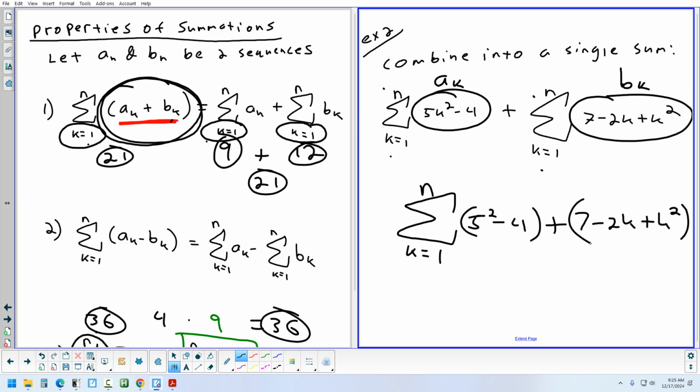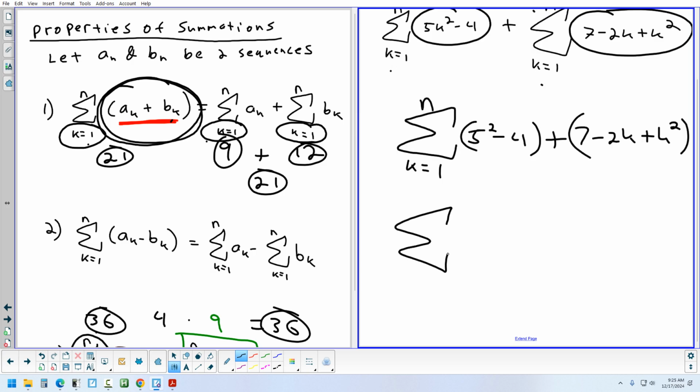And then just combine your like terms. So instead of doing two different sigmas, we can combine them into one once we combine like terms. Is there anything I can combine the k squared with? 5k squared. Oh yeah, thank you. I forgot to write that. So that's a 5k squared. What's a 5k squared plus a 1k squared? 6k squared. So we took care of that and that.